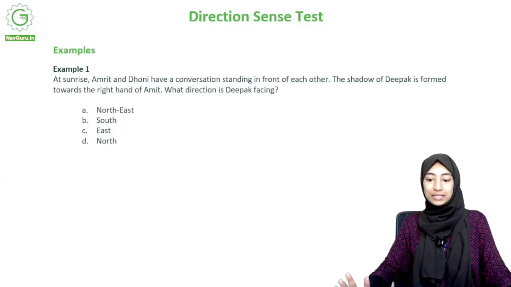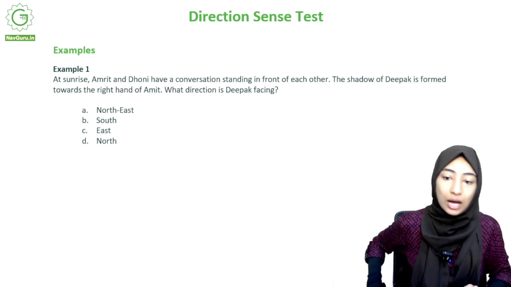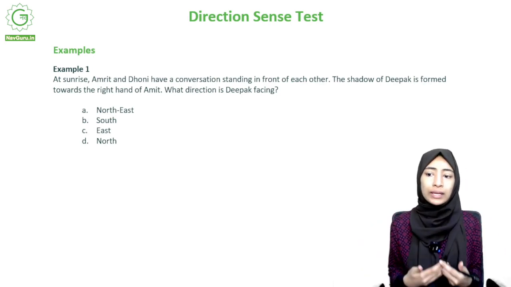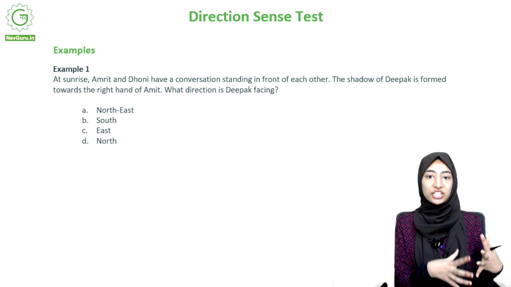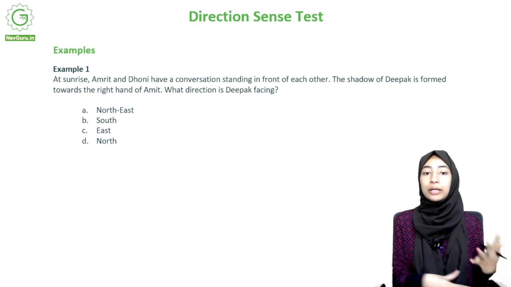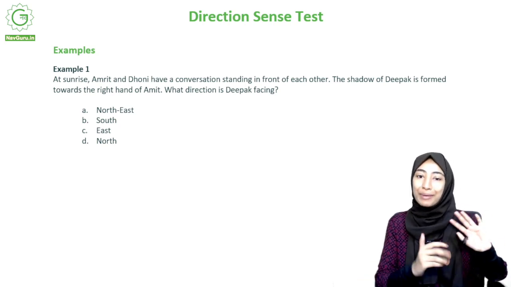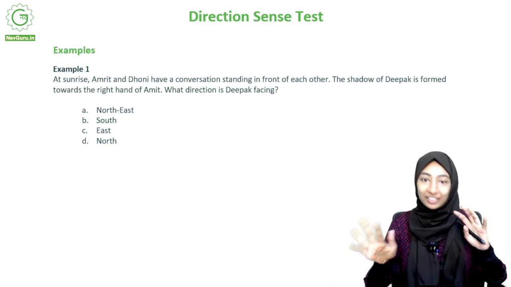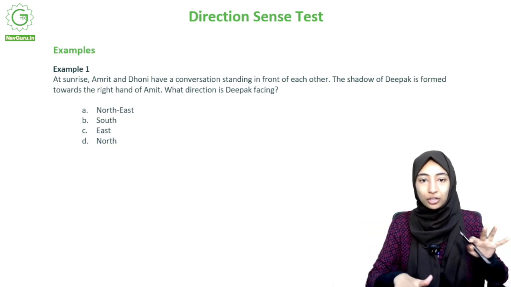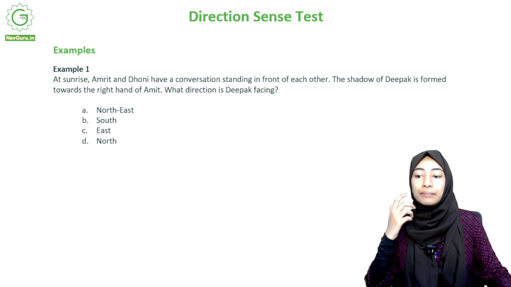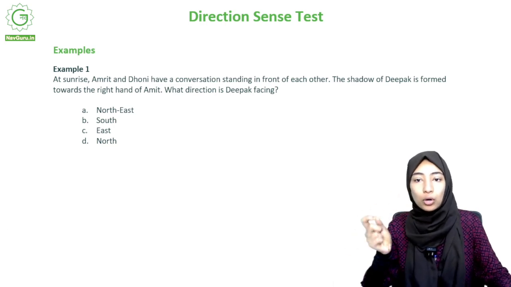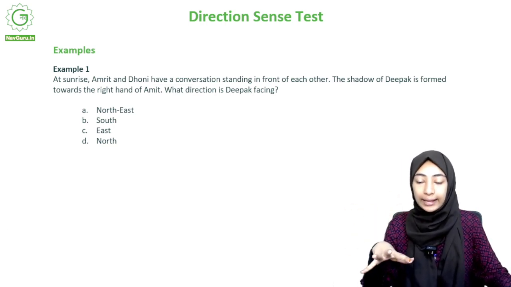So today we'll be starting with the example session for direction sense test. We have a couple of examples. Direction sense test is one chapter where you have more theory compared to the other chapters. But when you compare with other subjects, the theory is still less. For intelligence, there's not a lot of theory. But in comparison with the other chapters, you have a bit more theory in direction sense test.